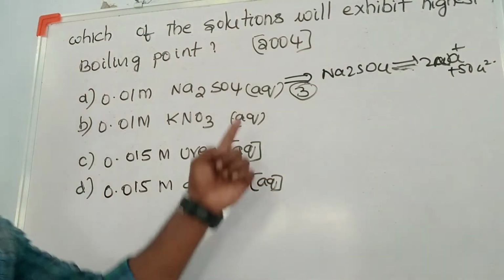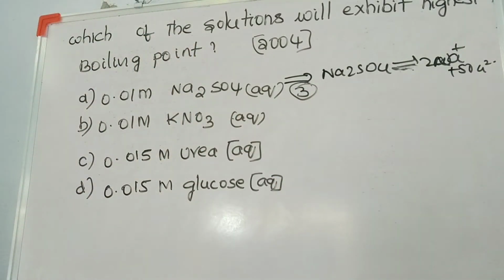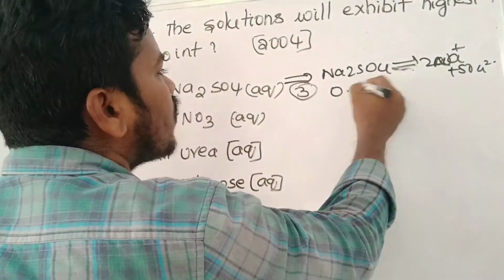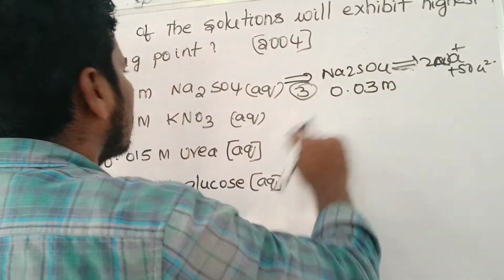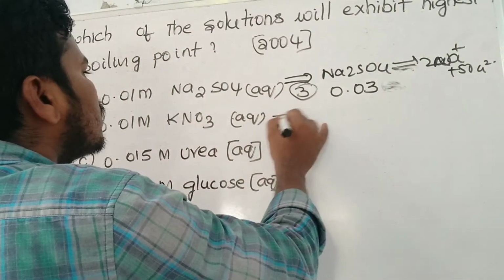So what is the value of the i? The i value is equal to 3, here 3 ions will be formed. So automatically the molarity will change into 0.03 M. This is the concentration of the ions. What about these?